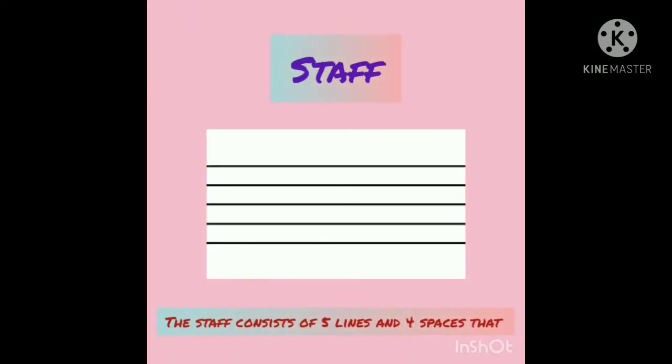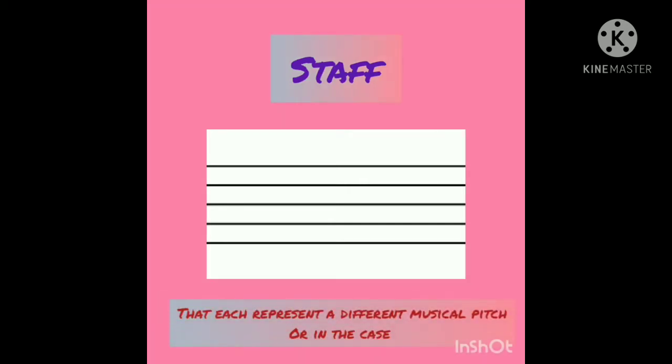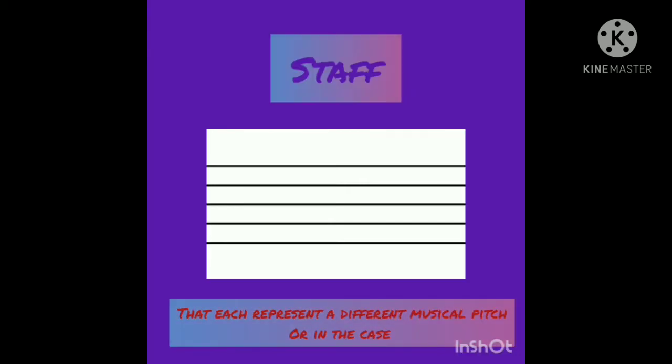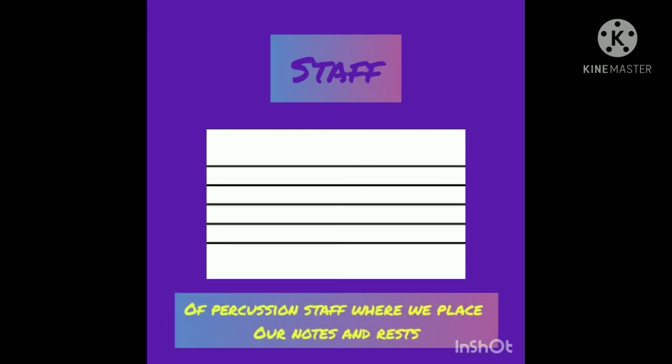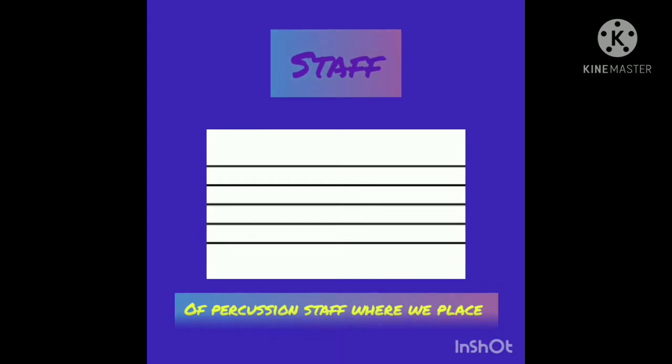The first symbol is the staff. The staff consists of 5 lines and 4 spaces that each represent a different musical pitch, or in the case of a percussion staff, a different instrument, where we place our notes and rests.